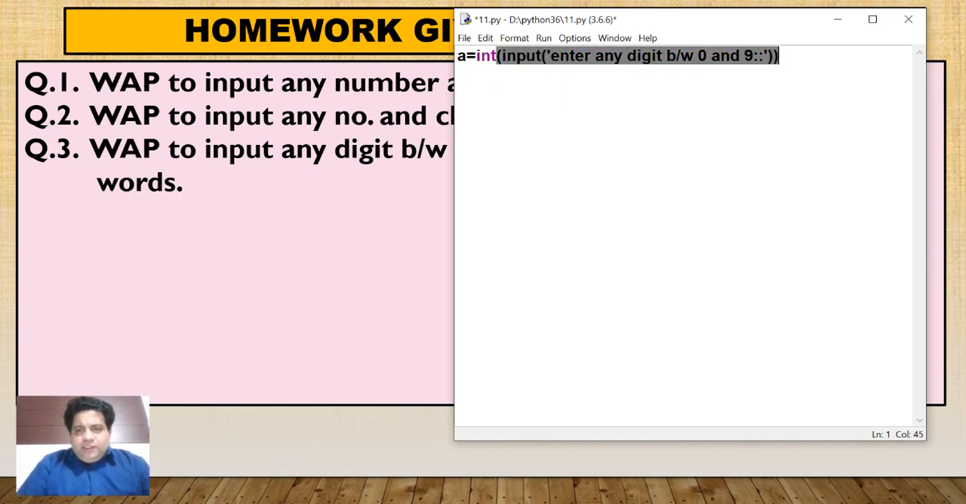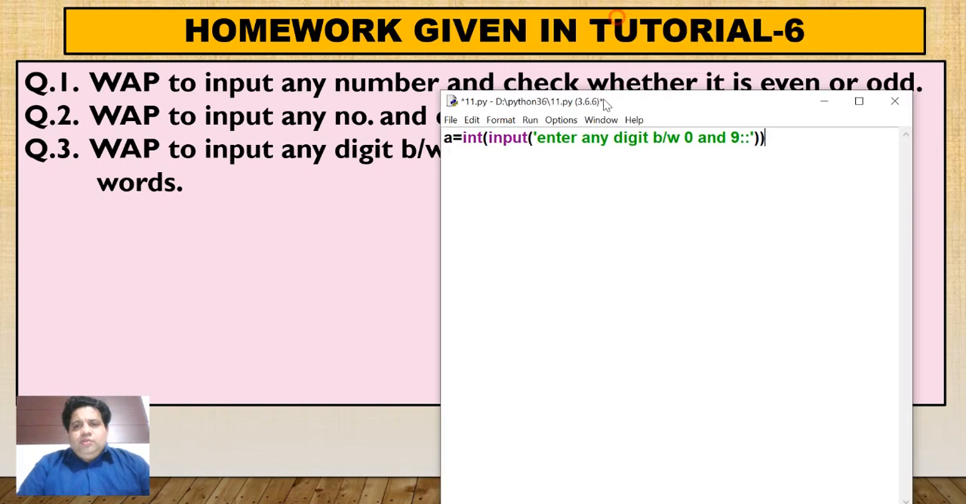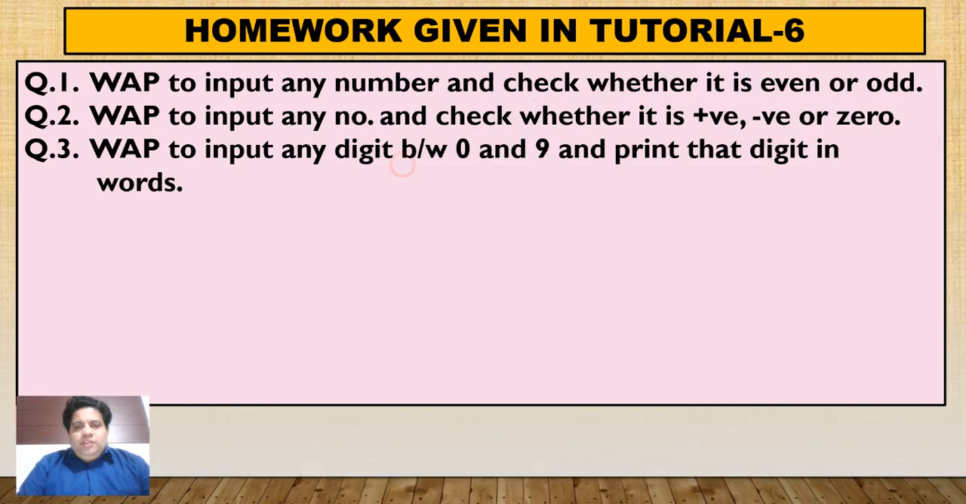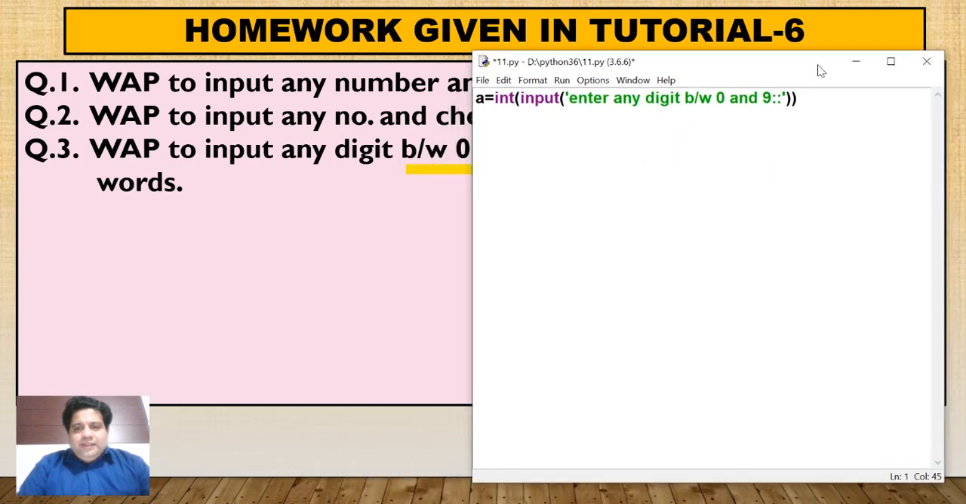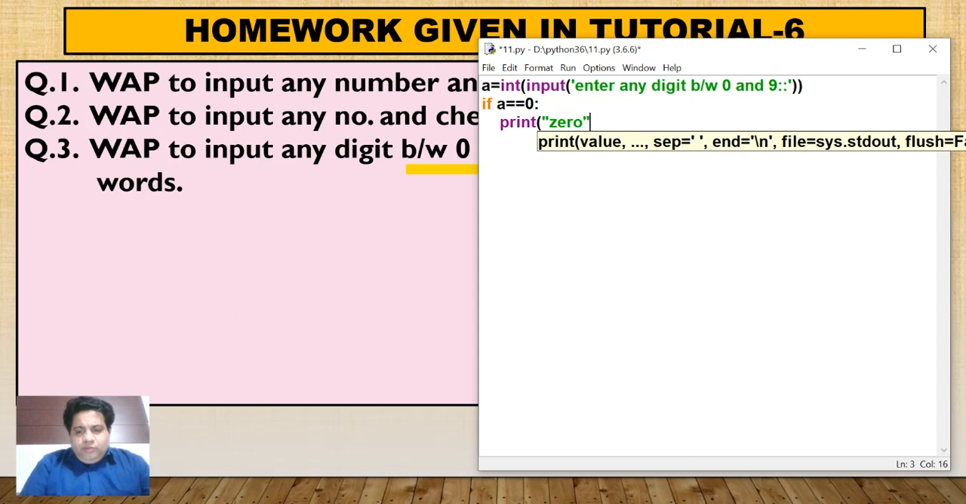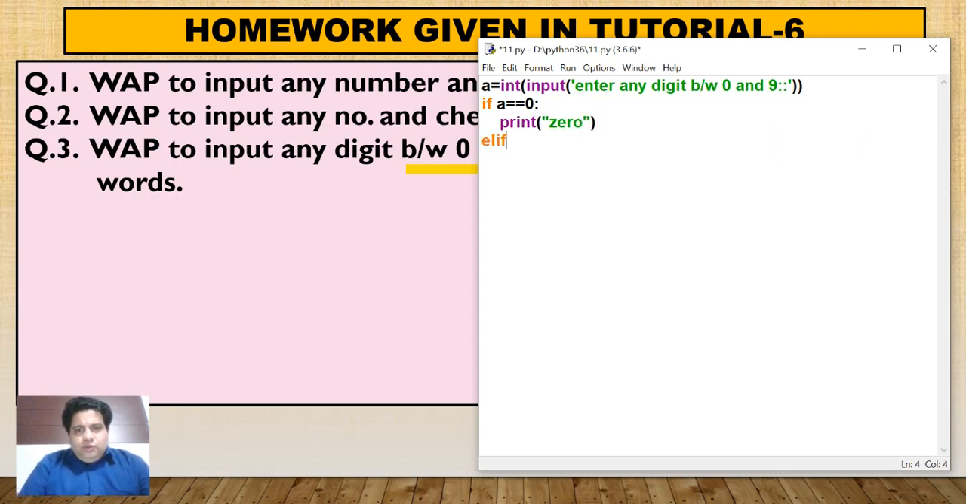So let me remind you once again. In Python, whenever you read this word between, it means upper and lower limits are always included. So enter any digit between 0 and 9. This digit will be stored in A. Now check. If A equal to 0 colon, print it in words, print 0. So how many conditions will be there? You will be using if elif because there are multiple conditions and in total there will be 10 conditions.